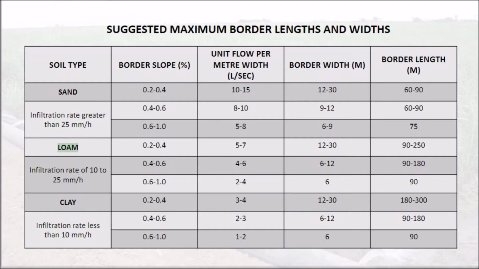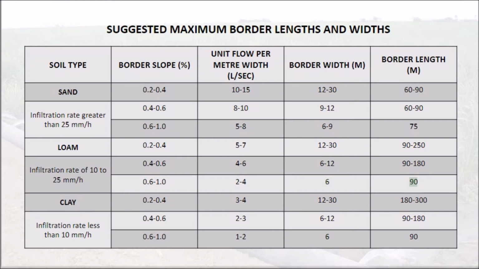Loam, infiltration rate of 10 to 25 mm/h: slope 0.2 to 0.4, flow 5 to 7, width 12 to 30, length 90 to 250. Slope 0.4 to 0.6, flow 4 to 6, width 6 to 12, length 90 to 180. Slope 0.6 to 1.0, flow 2 to 4, width 6, length 90.